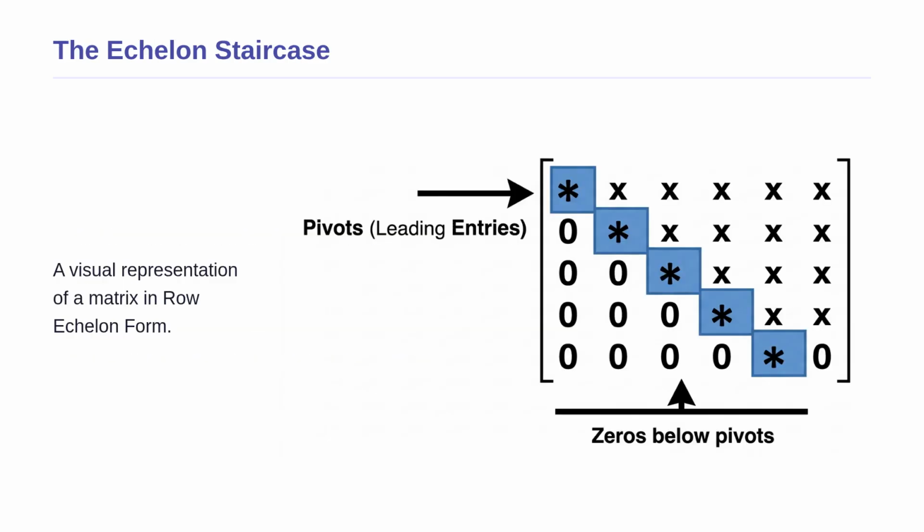Let us visualize this staircase shape to make it perfectly clear. What you are looking at is a matrix in row echelon form. Notice the asterisks which represent our pivots or leading entries. See how each pivot is further to the right than the one above it? This creates a clear descending staircase pattern, highlighted in blue. Below this staircase, every single entry is a zero. We have effectively cleared out the clutter below each pivot. This structure is what makes the system of equations much easier to solve.